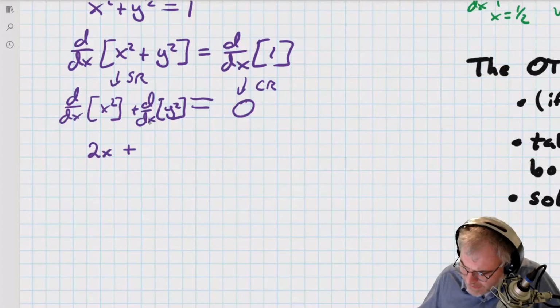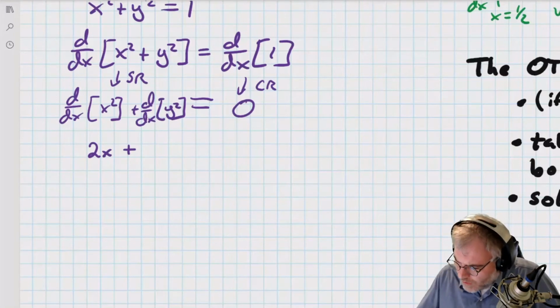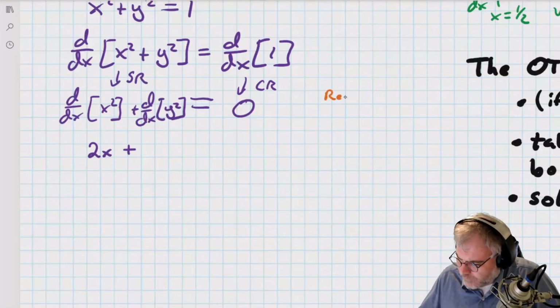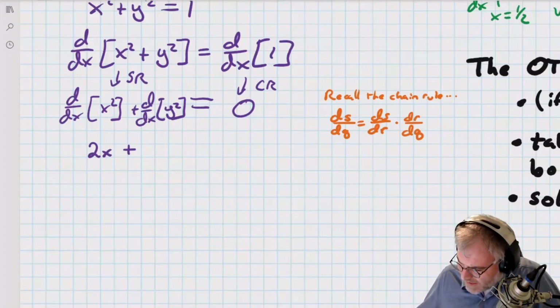Now, this is harder. Here I've got an x, here I've got a y. Now, recall our chain rule. I'm going to rewrite it in different terms. I am going to write ds over dq equals ds over dr times dr over dq. And I'm doing that because I don't want to confuse the x's and y's. So this right here, y squared, is my s.